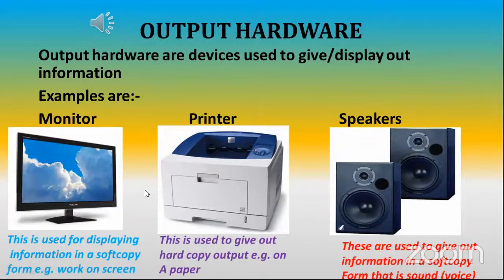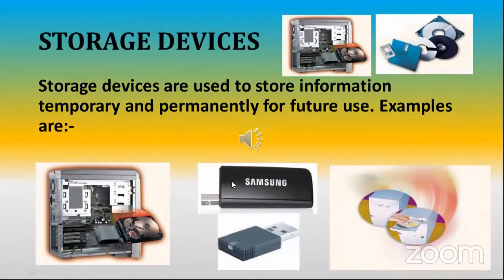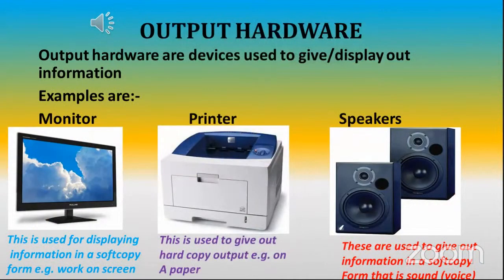Computer hardware. Output hardware are the devices used to give out or display information. Examples are monitor, printer, and speakers. The monitor is used for displaying information in a soft copy form, e.g. work on screen. Printer is used to give out hard copy output, e.g. on paper. And speakers are used to give out information in a soft copy form, that is sound.